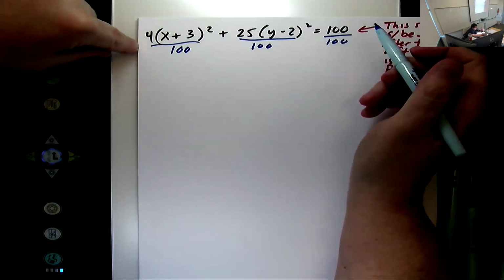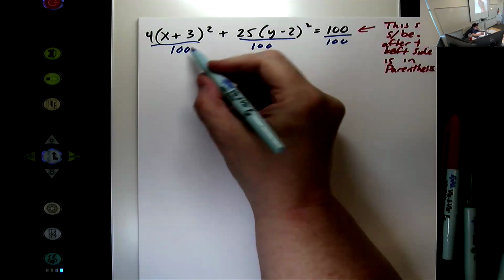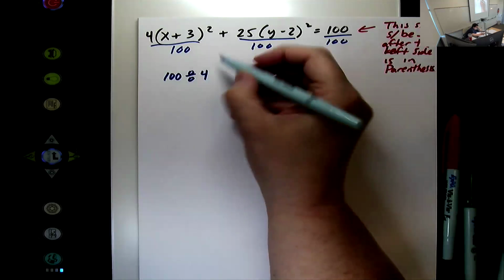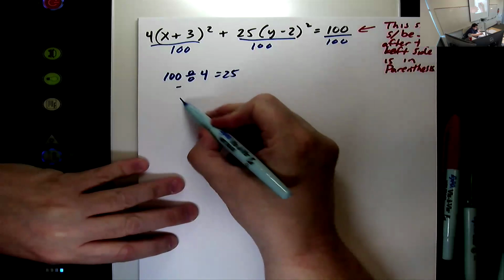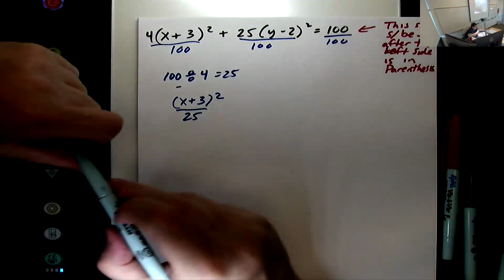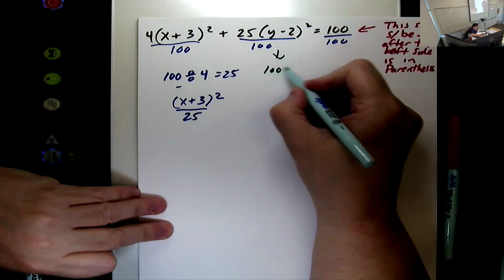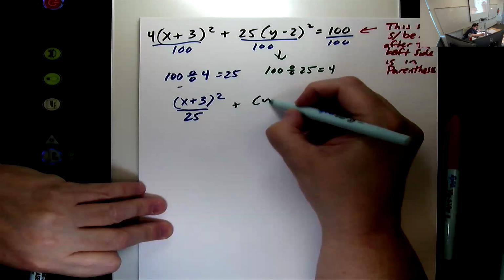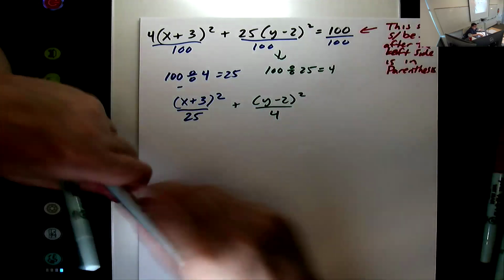This should usually work this way in ellipses and hyperbolas: you should always be able to take the bottom and divide by the coefficient. That gets me 25. So the x plus 3 squared is going to be over 25 when it simplifies. And this one, if I do 100 divided by 25, I get 4. So the y minus 2 squared is gonna be over 4, when all is said and done.